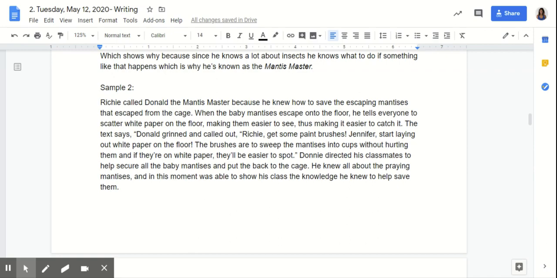When the baby mantises escape onto the floor, he tells everyone to scatter white paper on the floor, making them easier to see, thus making it easier to catch them. The text says, Donald grinned and called out, Richie, get some paintbrushes. Jennifer, start laying out white paper on the floor. The brushes are to sweep the mantises into cups without hurting them, and if they're on white paper, they'll be easier to spot. Donnie directed his classmates to help secure all the baby mantises and put them back in the cage. He knew all about the praying mantises, and in this moment was able to show his class the knowledge he knew to help save them.